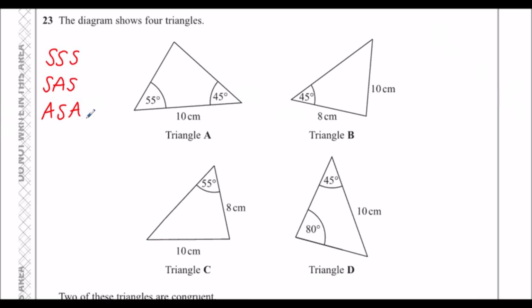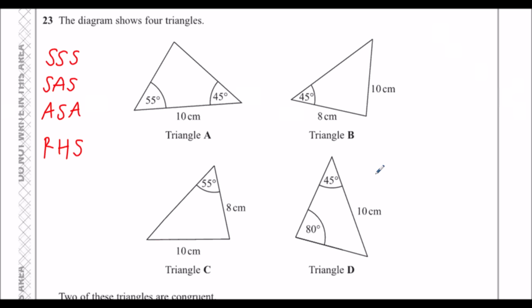Now we don't know that, but we can find the missing angle down here to see if that is the case. To see if this is 55, we'll have an angle, a side, and an angle. The other rule is a right angle triangle, the hypotenuse, and one other side. But we haven't got a right angle triangle here, so we're really looking at triangle D. If this is 55 degrees, then A and D are congruent.